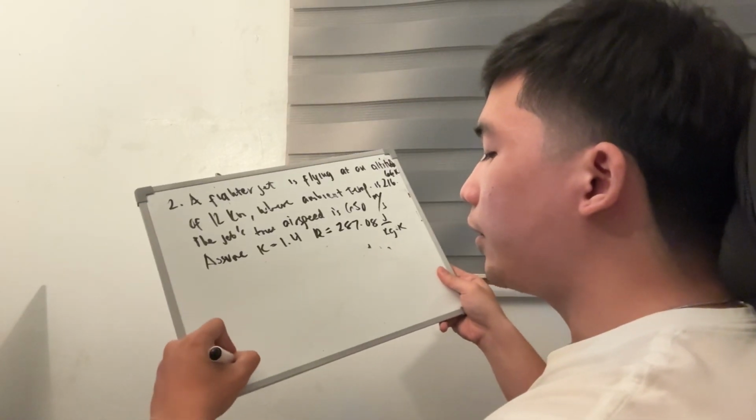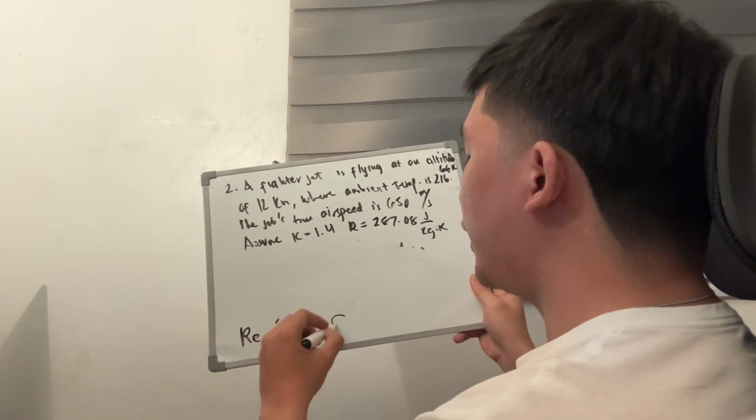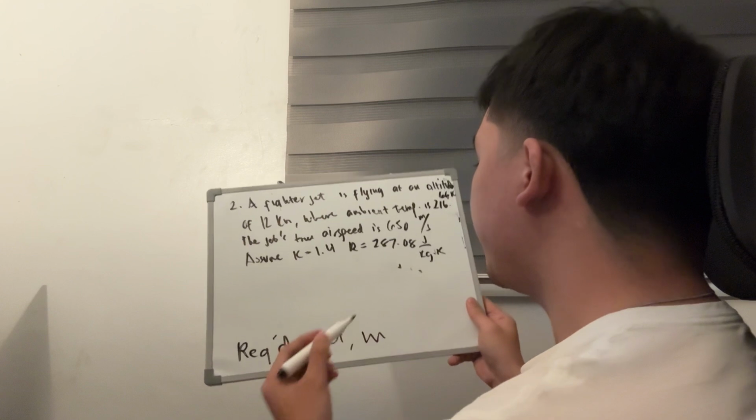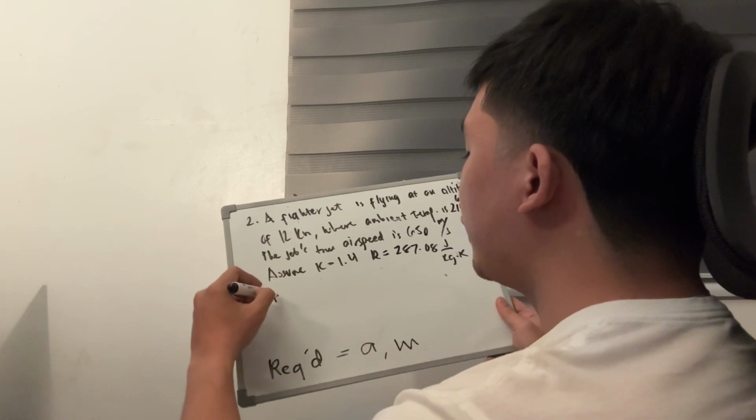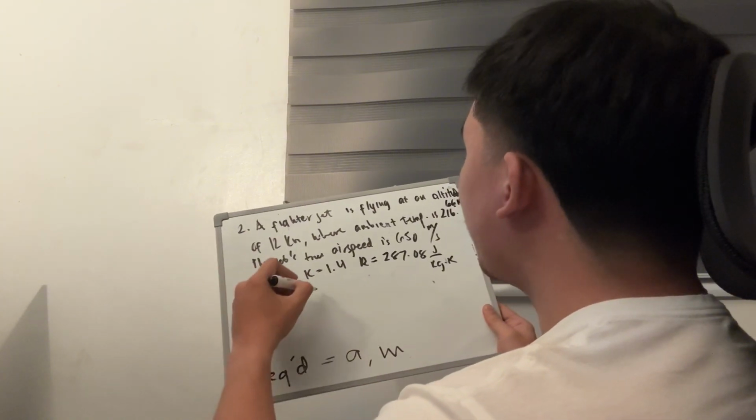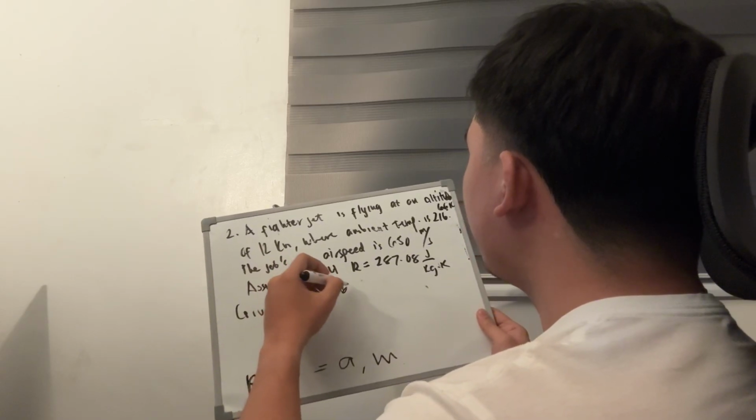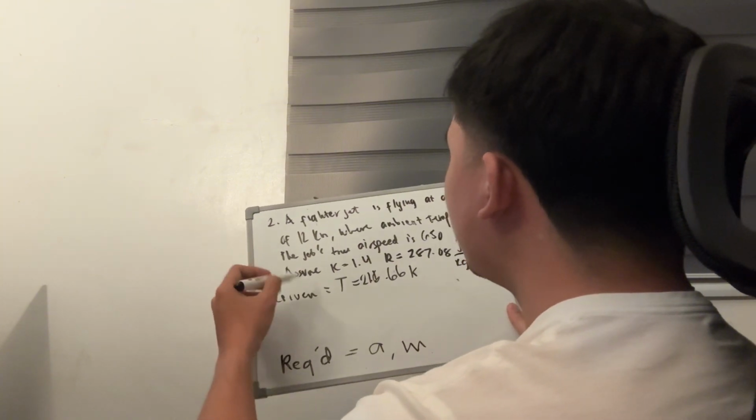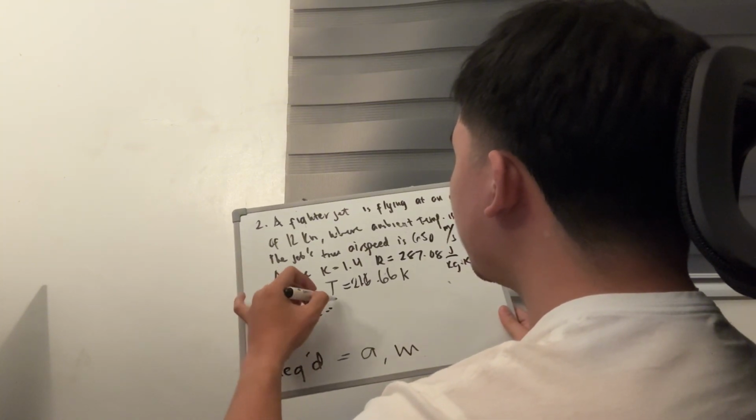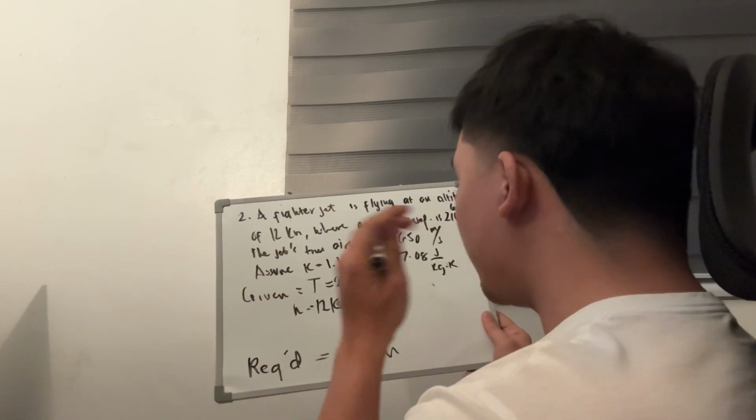So first, let's put our required here. For our required, we need A, which is speed of sound, and M. And also, let's put our given here. For our given, we have a temperature of 216.66 K. We have an altitude H equals 12 km. So the jet is flying at an isothermal layer.